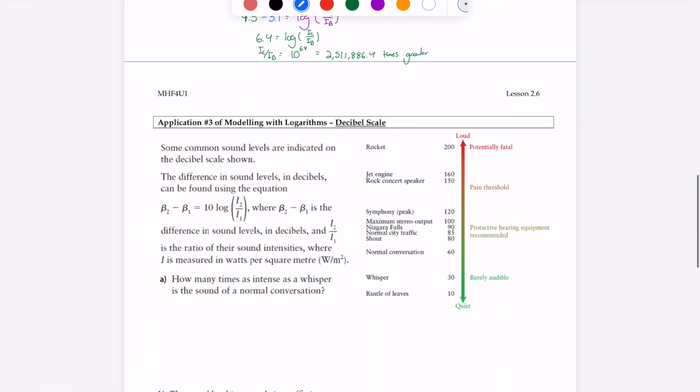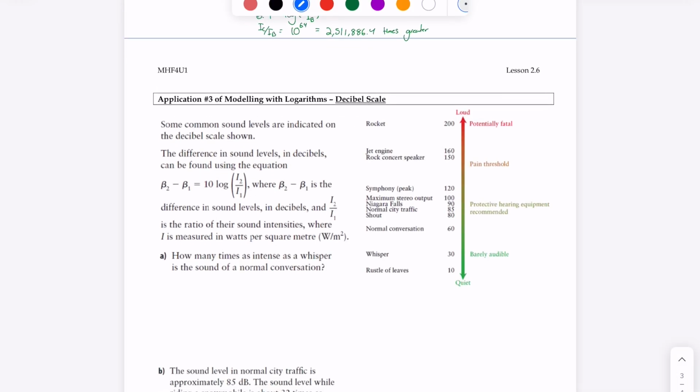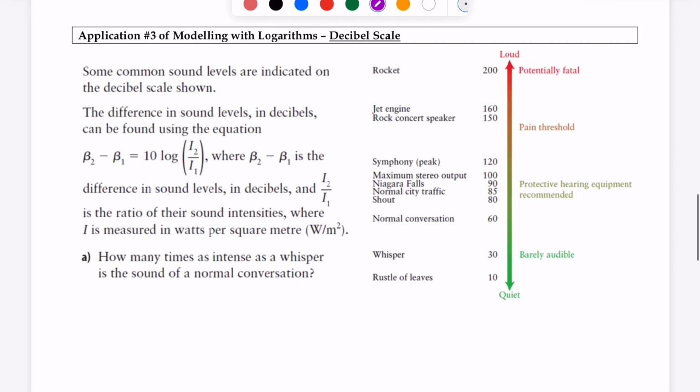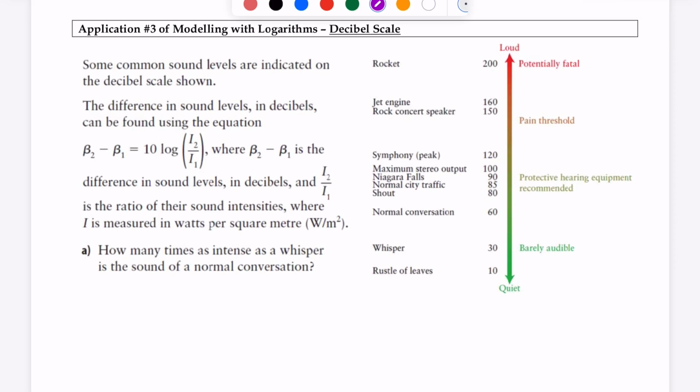And then the third type of application of logarithms is the decibel scale, so sound essentially. It's almost identical to what we just did with the Richter scale. If you think about this being M2 minus M1, and you have the same ratio of intensities. Well, in this case, these variables beta are going to be the difference in sound levels. So instead of the magnitude of an earthquake, it's your sound levels. So this is where you're going to get your betas from. And then I2 over I1 is the ratio of their sound intensities.